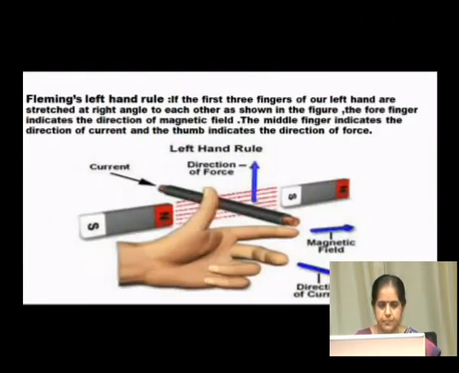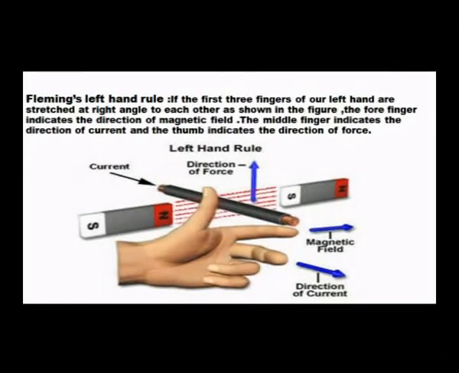The force which is experienced by the conductor can be explained by a rule, the direction of the current, the magnetic field, and the direction of the force can be known with the help of Fleming's left hand rule. So what does Fleming's left hand rule say? It says that if you stretch the first three fingers of the left hand, that is the thumb, the forefinger, as well as the middle finger, therefore it is called the left hand rule.